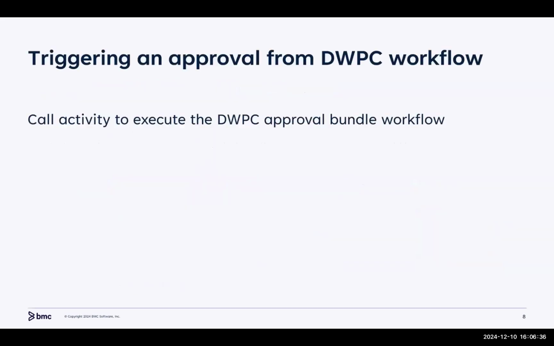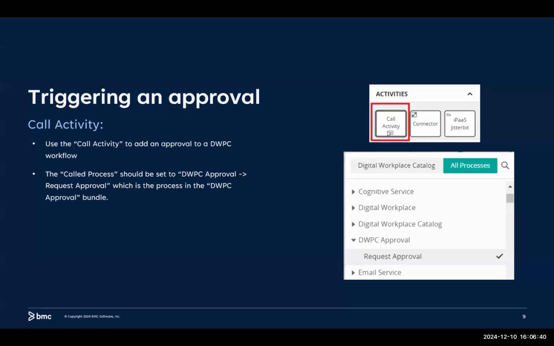Okay. Now, how to call this activity from the workflow? We have something called call activity again with a process name request approver.